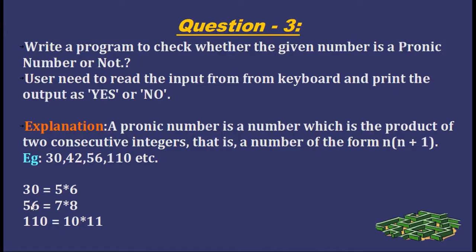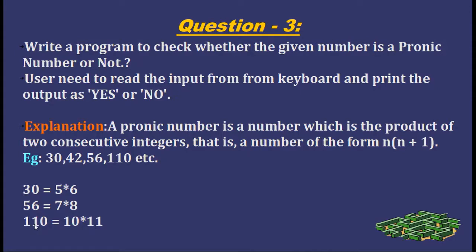Similarly, if we consider 56, 1 into 2 is 2, not equal to 56. 2 into 3 is 6, not equal to 56. 3 into 4, 4 into 5, 5 into 6 is 30, no. Next, 6 into 7 is 42, no, it is not equal to 56. Now you see 7 into 8, it is equal to 56. Hence, it is a pronic number. Similarly, for 110, 10 into 11 is 110.